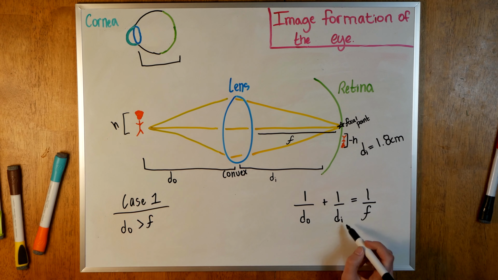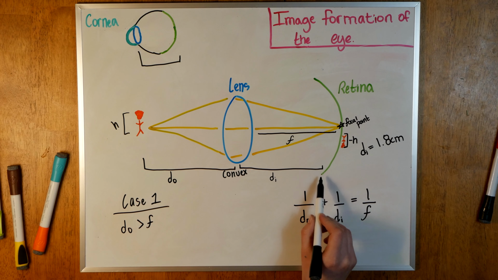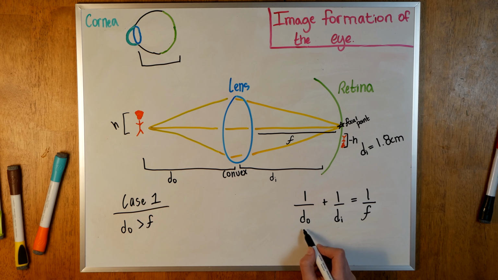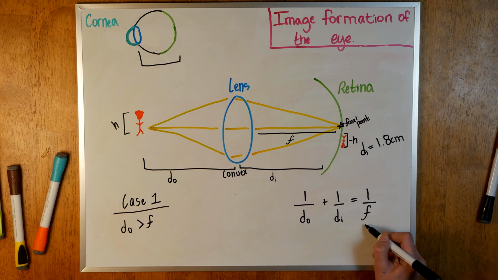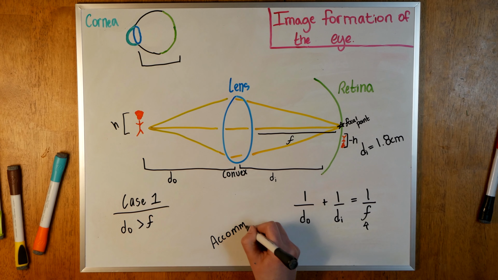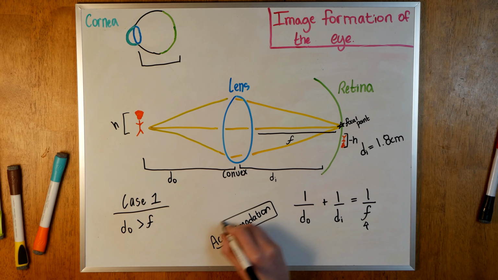So you may be wondering, if the distance of the image cannot change, how do we change the distance of the object? Or how do we look at things that are far away? Or how do we look at things that are closer? We do that by changing the focal length. And changing the focal length is something called accommodation, which we will discuss in the next part of the video.